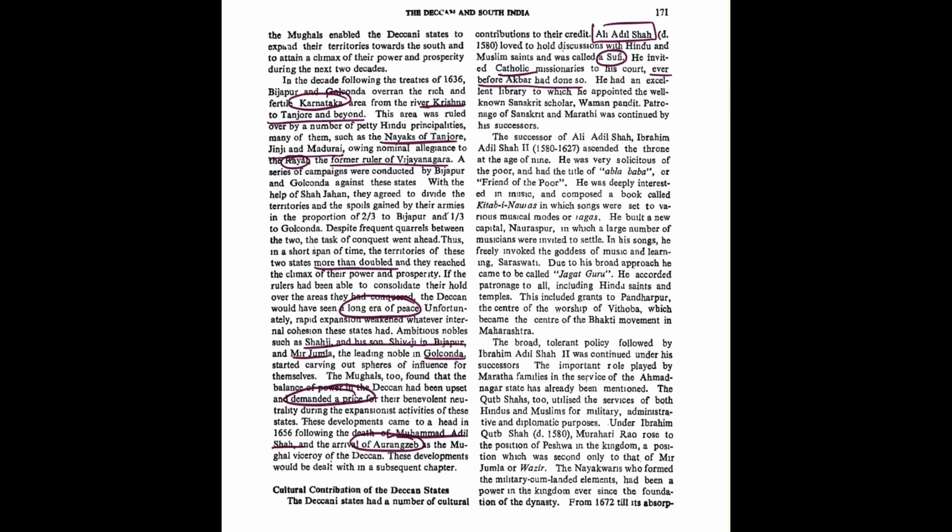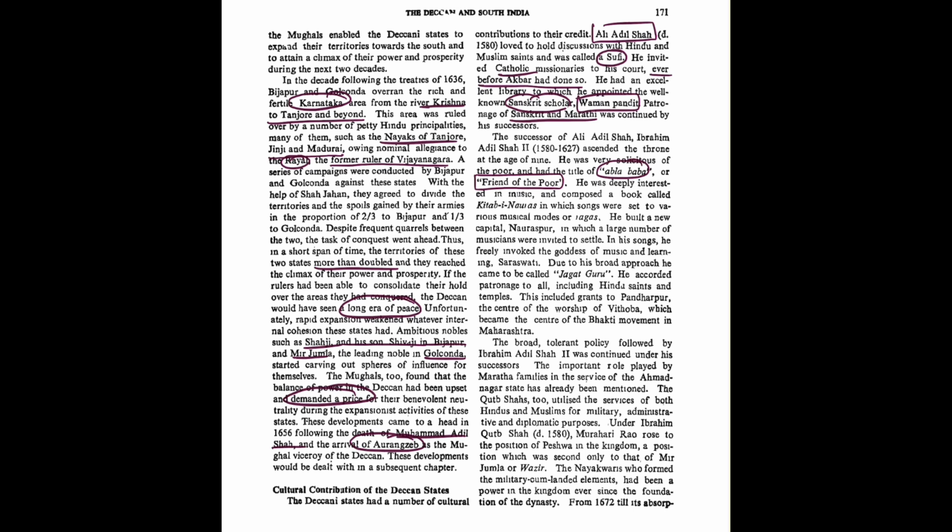He had an excellent library to which he appointed the well-known Sanskrit scholar Vaman Pandit. Patronage of Sanskrit and Marathi was continued by his successors. The successor of Ali Adil Shah, Ibrahim Adil Shah too, ascended the throne at the age of 9. He was very solicitous of the poor and had the title of Abdullah Baba, or the friend of the poor.